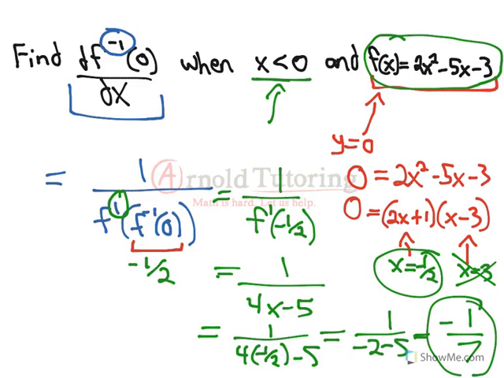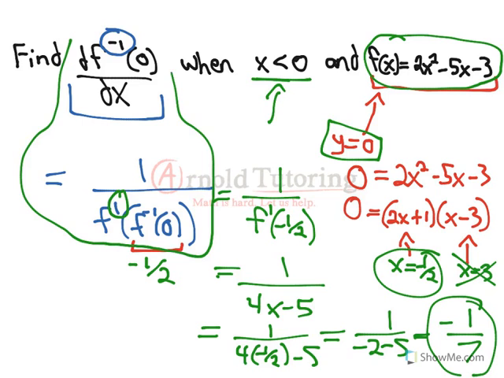So that is the derivative of the inverse solved when x equals 0 in the inverse, which is the same as y equaling 0 in the original. Solve for that x value that gives you that answer, and then plug that in. So this is the only formula you need to memorize, and then work from the inside out.